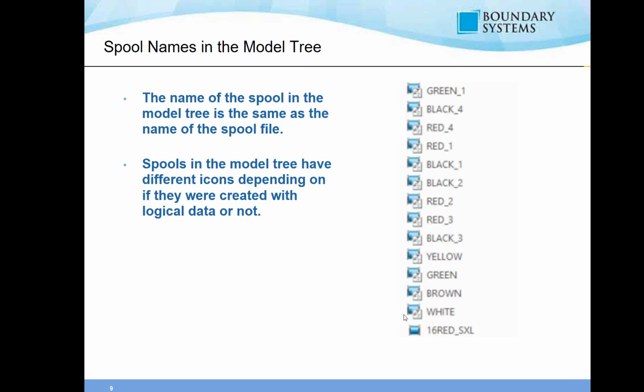So we see there's two different icons here down in this image of the model tree. So many of these have been created with logical references. This one at the very bottom I manually created to show you the difference of the icons. So these were created via logical references, and the one at the bottom was just manually created.